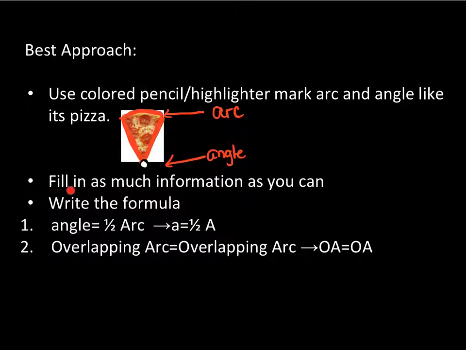Anytime you get to a problem, fill in as much information as you can. Write down the formula. The angle is equal to half the arc. I abbreviate it. A is equal to 1/2 A. You're going to see me write that over and over again. Check and see if there's overlapping arcs. If there's overlapping arcs, we're going to set them equal to each other. So let's go.